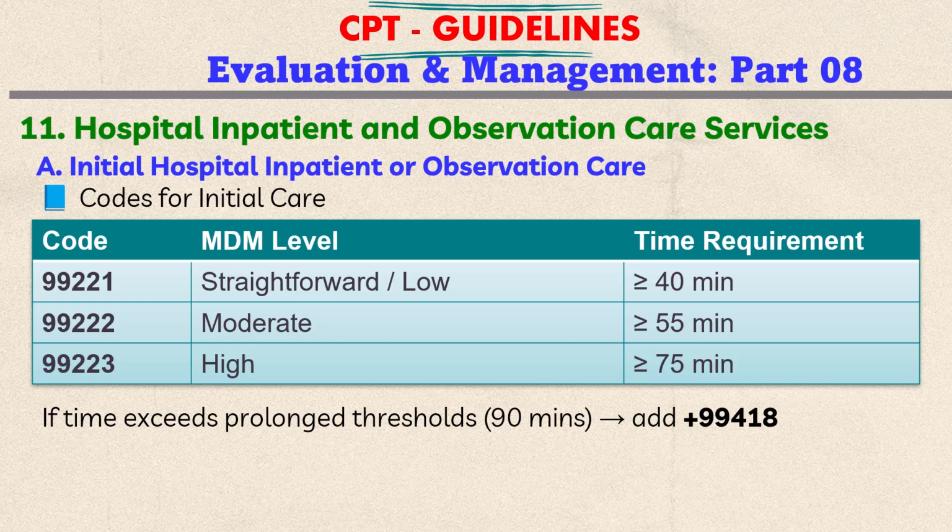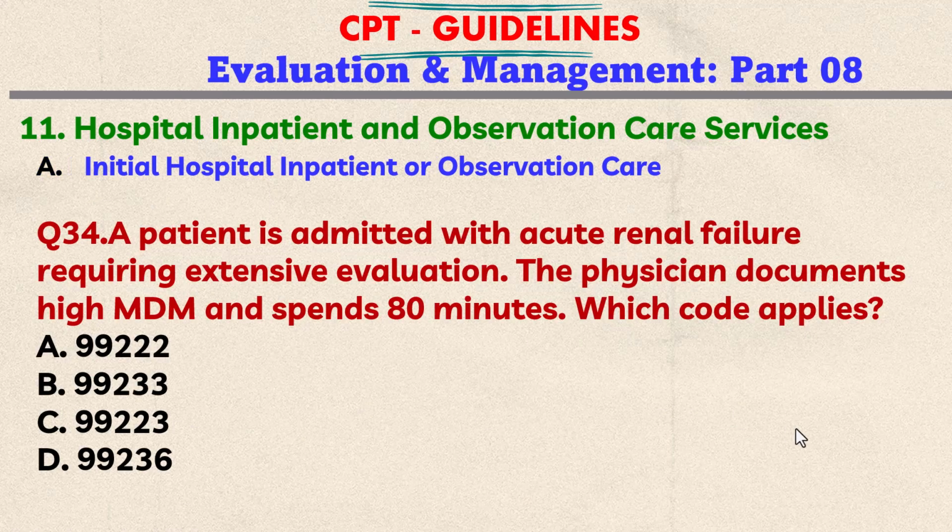So the codes for the initial hospital inpatient care are 99221. Here the MDM level is straightforward, or the time requirement is more than 40 minutes. 99222 is for moderate level MDM, or time is more than 55 minutes. 99223 is for high MDM or more than 75 minutes. If time exceeds the prolonged threshold, that is more than 90 minutes, you have to add the prolonged code, that is 99418. So let's see a couple of examples.